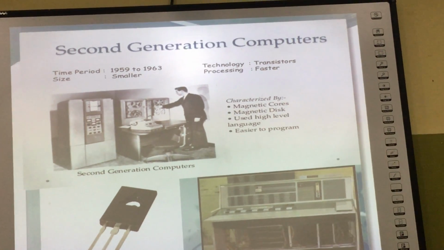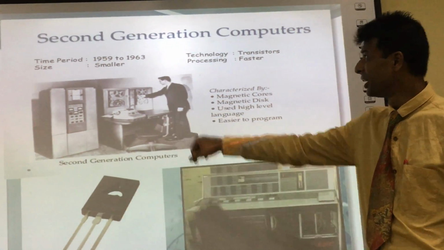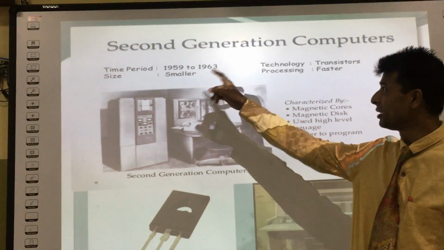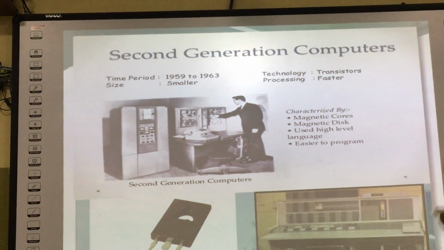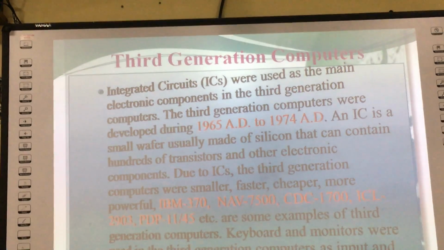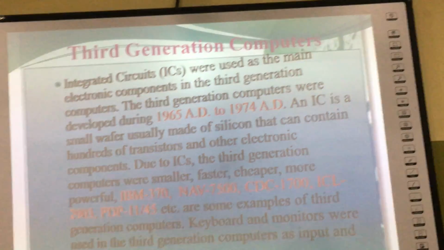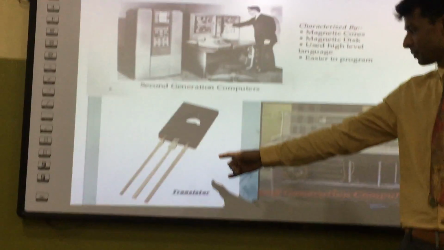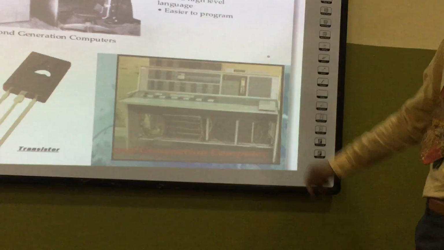Now see the time period 1959 to 1963. Okay, this timing is called, we can say, 1964. Here it is given as 1963, but actually it is 1959 to 1964. It comes as the second generation computer. Now see, these are the images of a transistor. Okay, this is the second generation computer.